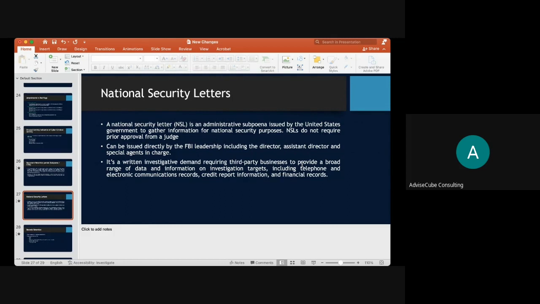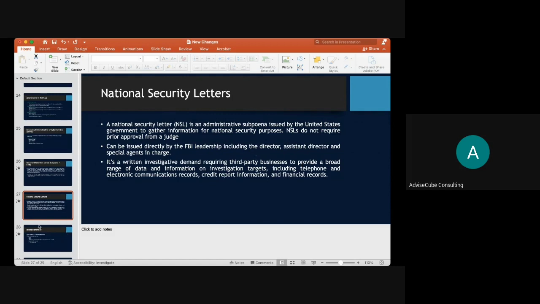Okay, there's another section they have added, national security letters. It is a way to gather information for their STRs and all. These can be issued by the FBI, including the directors and assistant directors. It's a written investigative demand requiring a third-party business to provide data or information for the targets, or for the persons who are subject to investigations. This data can be provided in electronic formats and all.